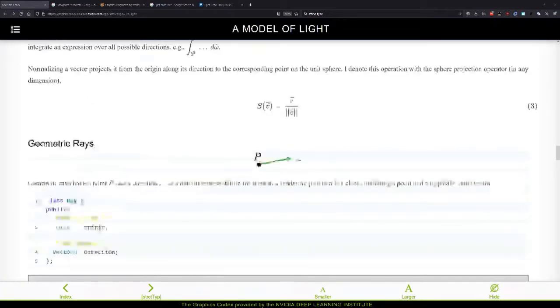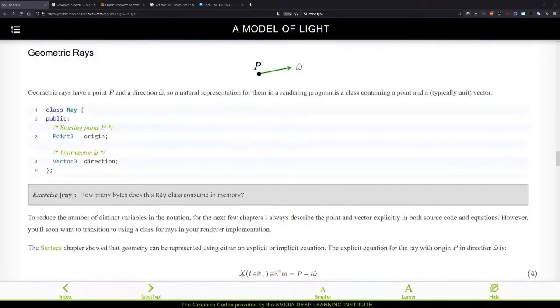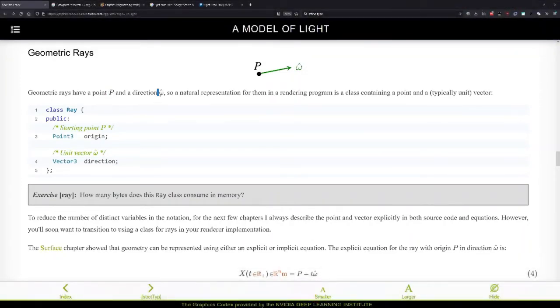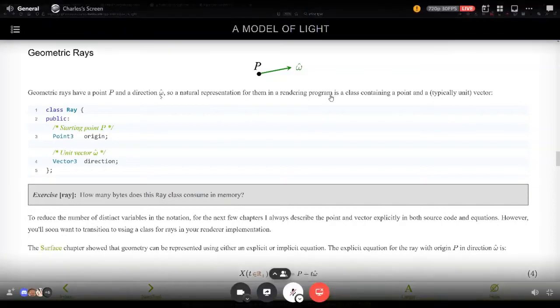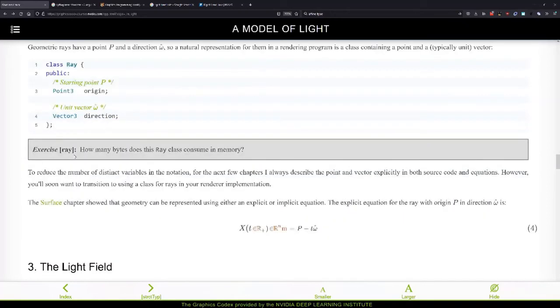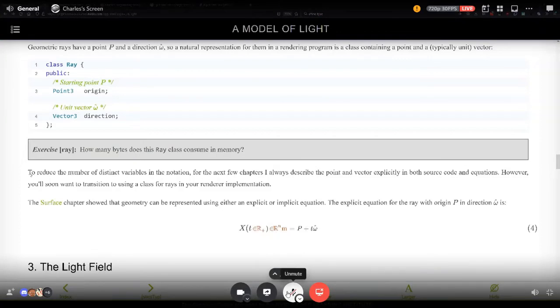Geometric rays. So we had geometric vectors, and now we're at geometric rays. Rays have a point P, a starting point, and they have a vector direction. So P and W, is that W hat or is that omega hat? Omega. Okay, omega hat. Yeah. How many bytes does this ray consume in memory? That is a good question. Unfortunately, I don't really care, for the purposes of our discussion here.